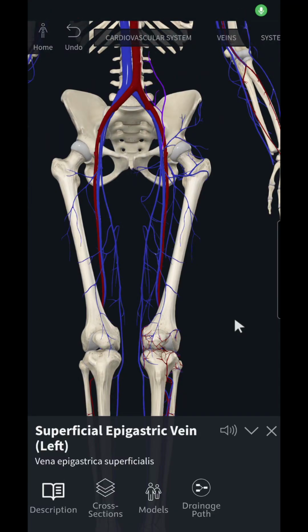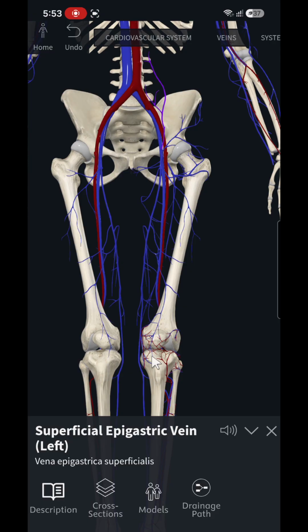So today we're going to talk about the veins, mainly the veins and arteries of the lower limb, with some Doppler tips and tricks and notes. To begin with, we need to understand the orientation of the veins in relation to the arteries in the lower limb.